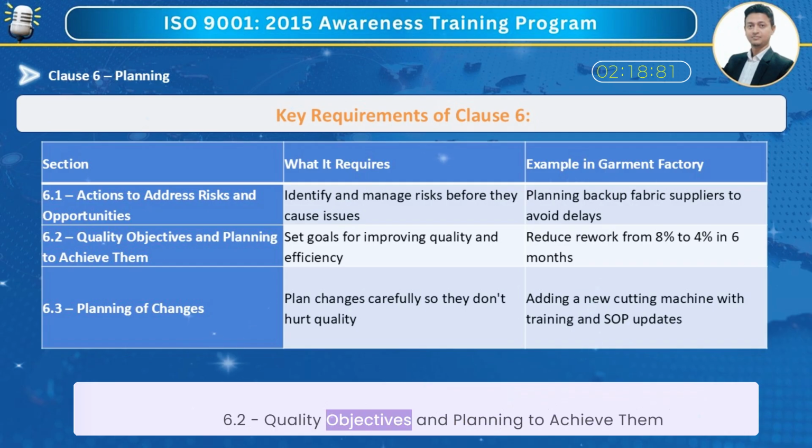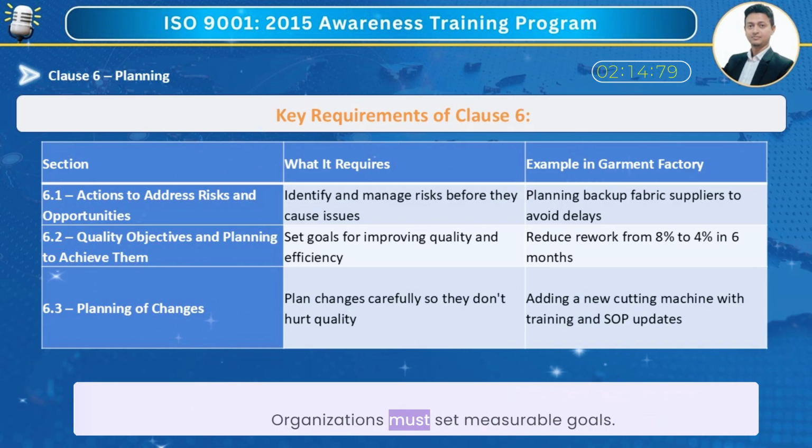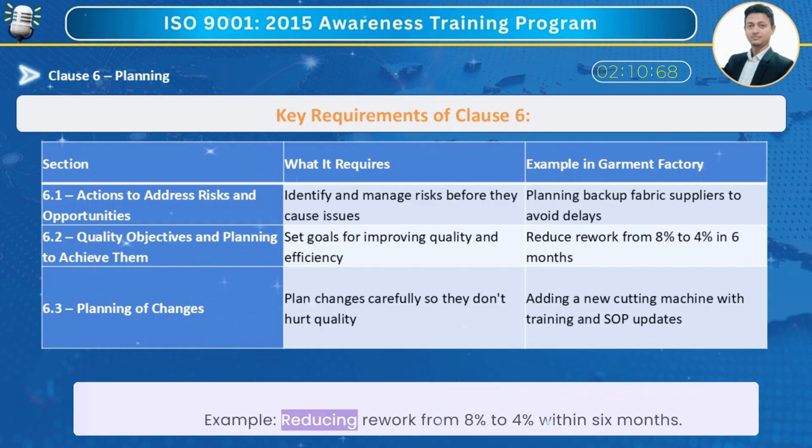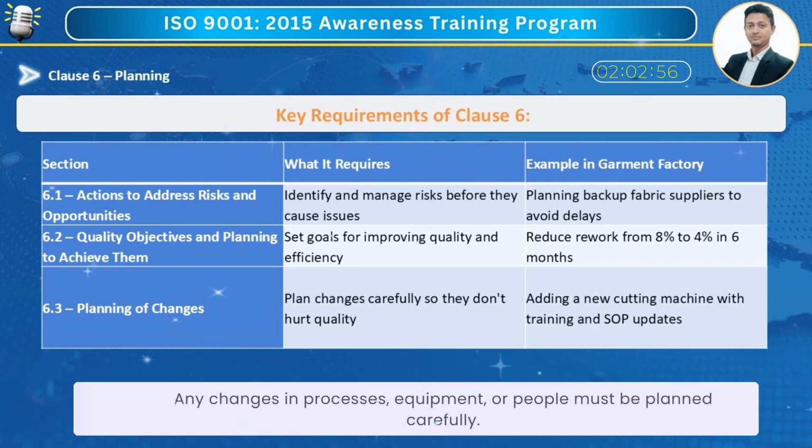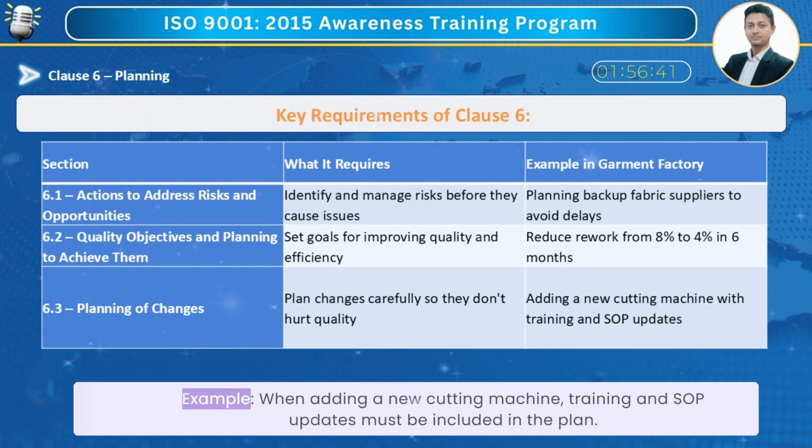6.2 Quality objectives and planning to achieve them. Organizations must set measurable goals. Example: reducing rework from 8% to 4% within 6 months. 6.3 Planning of changes. Any changes in processes, equipment, or people must be planned carefully. Example: when adding a new cutting machine, training and SOP updates must be included in the plan.